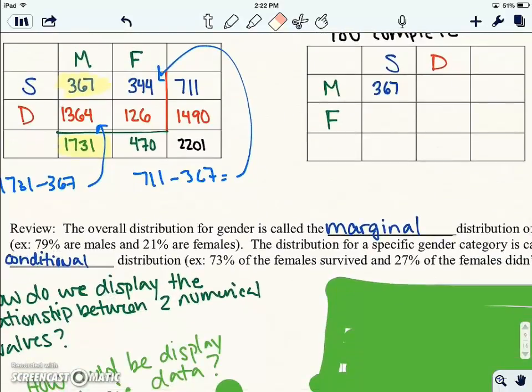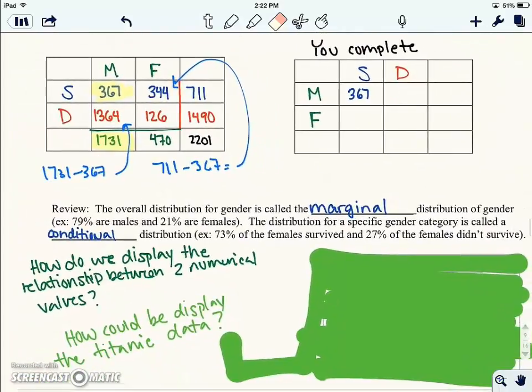Okay, but we can use this table to answer questions now using our formulas. So let's quickly review. The overall distribution for the gender is called the marginal distribution of gender. 79% are males and 21% are females. You get the 79% by doing 1,731 divided by the total 2,201 to figure out that 79% are males. You could do the same idea to get that there are 21% females.